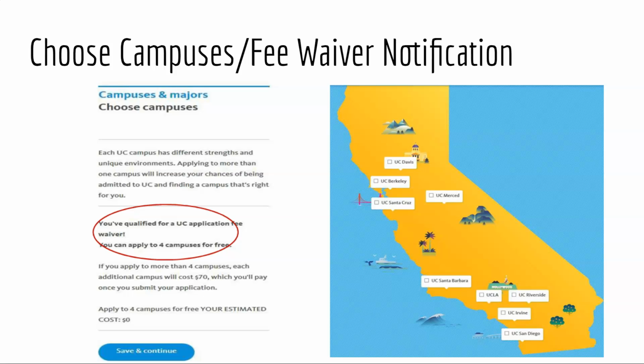This is the page where you'll choose which UC campuses you'd like to apply to. The application costs $70 for each campus you apply to. If you've already filled out your financial information in the previous section and qualified for a fee waiver, it will reflect that on this screen and show that you could then apply for up to 4 campuses for free. If you did not qualify for an application fee waiver, then it will show the total cost depending on how many campuses you select.